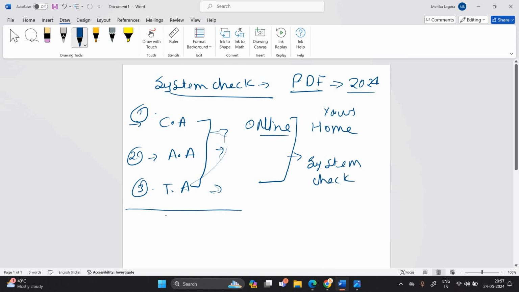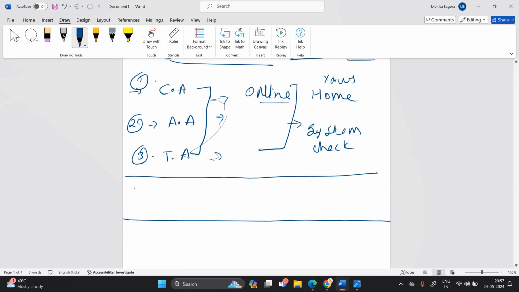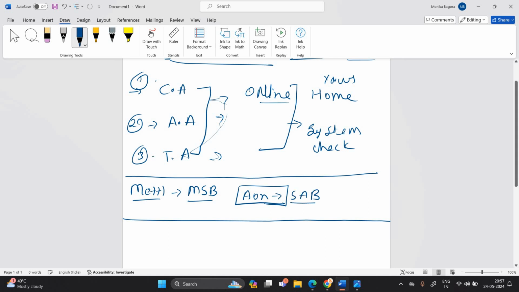I will give you one more important piece of information. In these tests, multiple examination platforms will be used. The first test is on Mettl. You have to download the Mettl Secure Browser, that is MSB. In the aptitude assessment, there is an Aeon based platform, that is the Safe Assessment Browser, SAB. For the technical assessment, there is the Mettl browser, MSB. So basically multiple examination platforms are there. I suggest you please check all the system requirements before attempting the test.